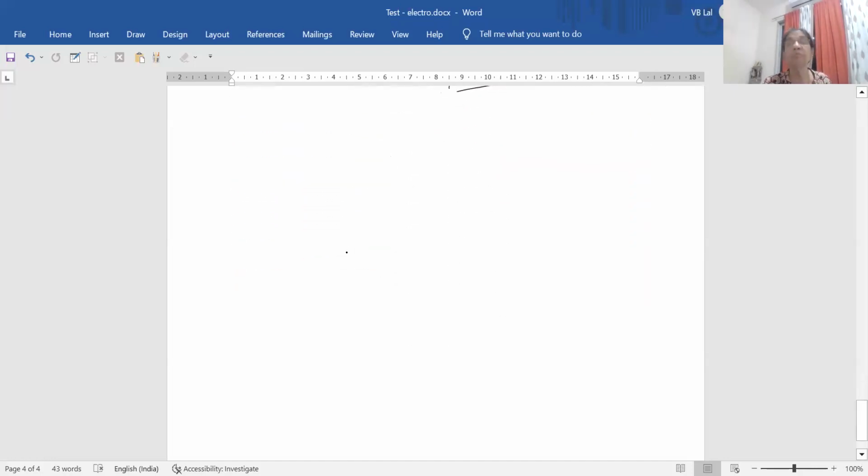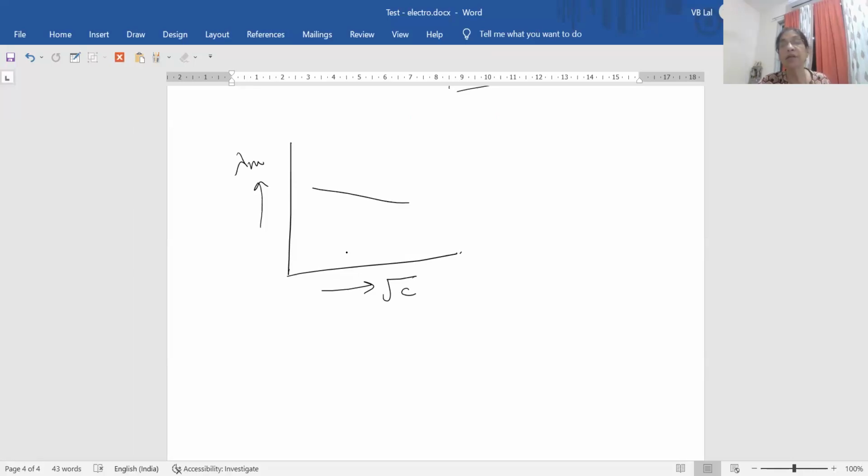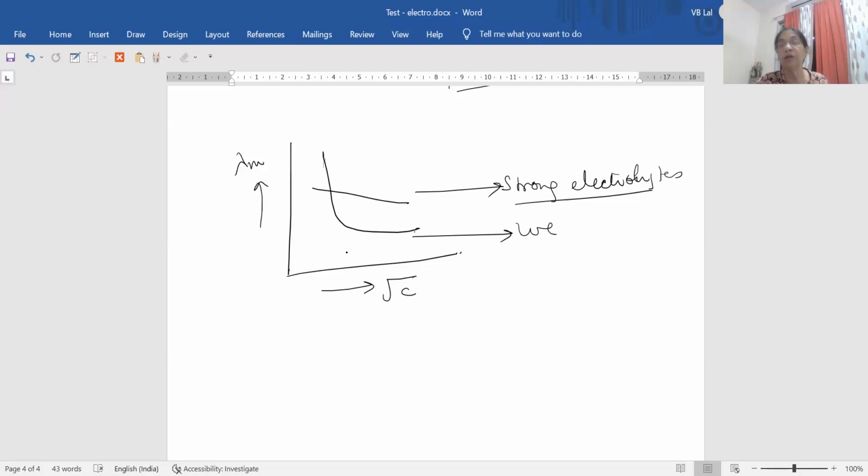Anyway, in the question here, sometimes you have to draw a graph. The graph is between the square root of concentration and molar conductance. If the graph is like a straight line, then this graph is showing the effect of dilution on strong electrolytes. In case of strong electrolytes, molar conductance does not change much with dilution. But if it is a weak electrolyte, the graph is like this. So this one is for a strong electrolyte, this one is for a weak electrolyte.